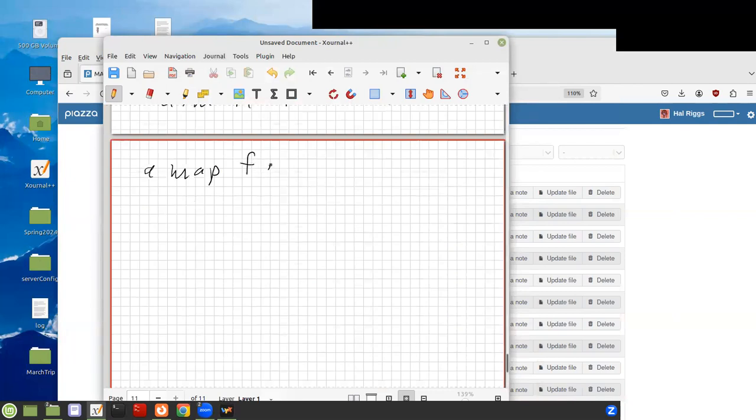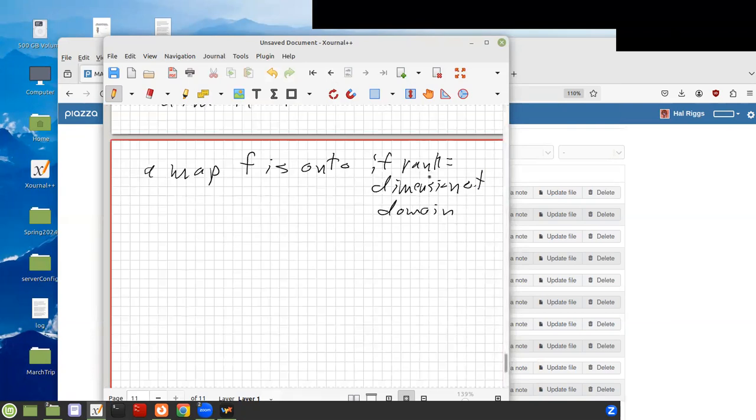Now, just as a comment, it's not so hard to show that a map F is onto if the rank equals the dimension of the codomain. So rank has to be the max. The rank is the dimension of a subspace, the range space. And if it's large enough, if it covers all of the codomain, then the range space will equal the codomain, and the map will be onto.